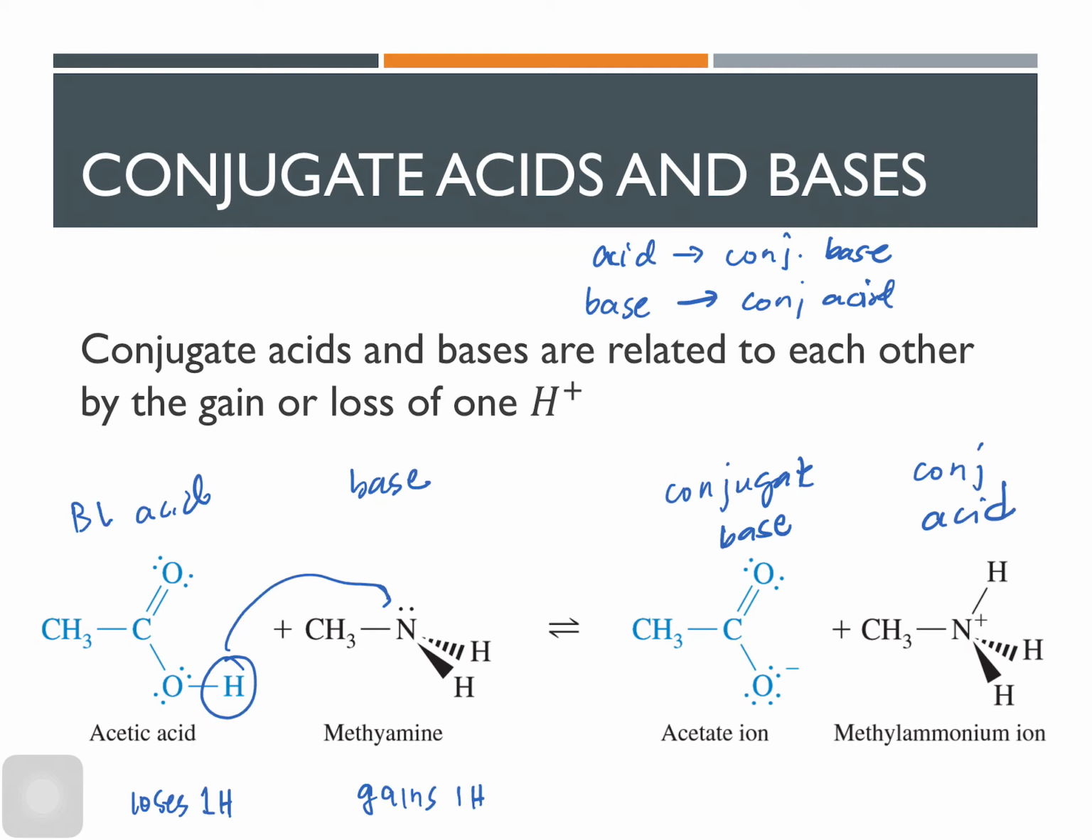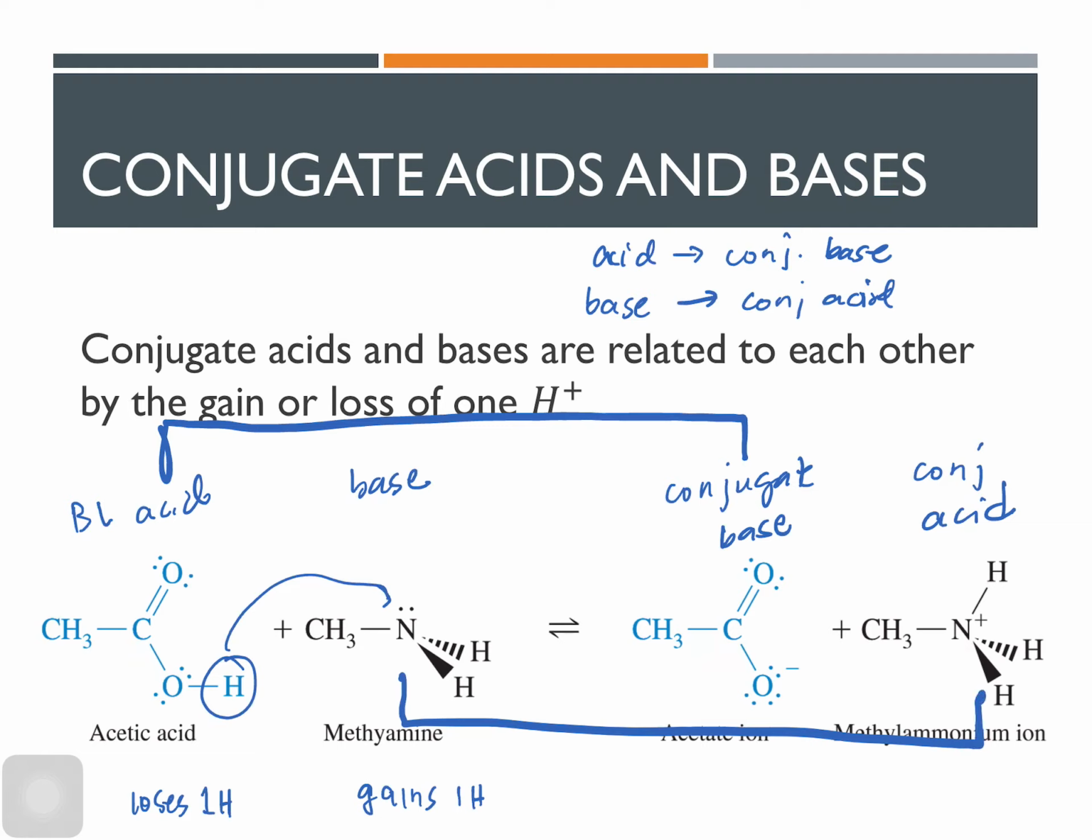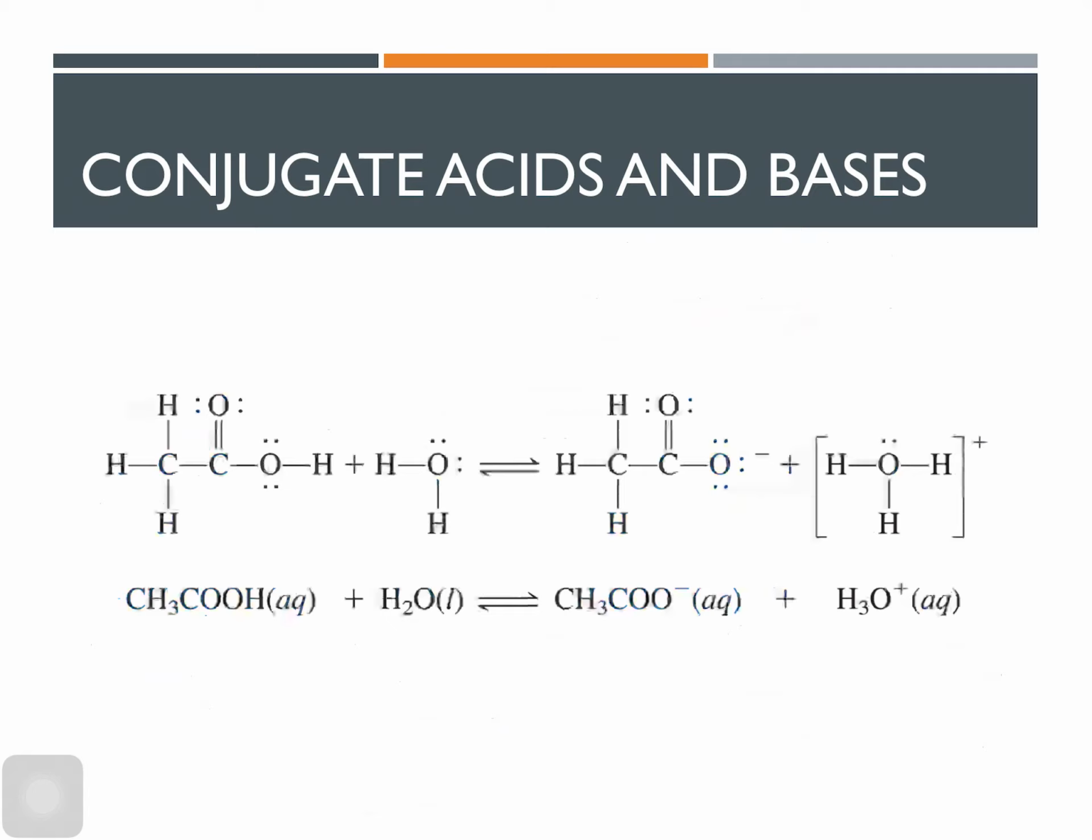This pair of molecules is called the conjugate acid-base pair. The pair of acid and the conjugate base is one conjugate acid-base pair. The pair of the base molecule and the conjugate acid molecule, we call another conjugate acid-base pair. Okay, so let's have another example.